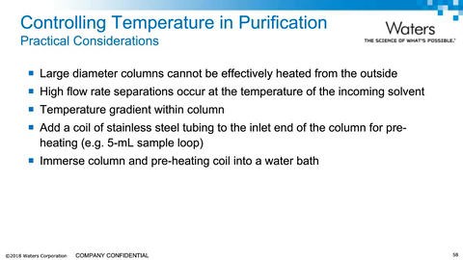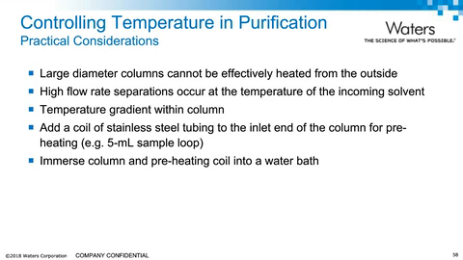So if we use a blanket or an oven on a preparative column, all we're doing is creating a temperature gradient from the inlet to the outlet of the column as well as across the bed of the column. And we all know that temperature gradients impact our chromatography. There is a way to get around this phenomenon, however.